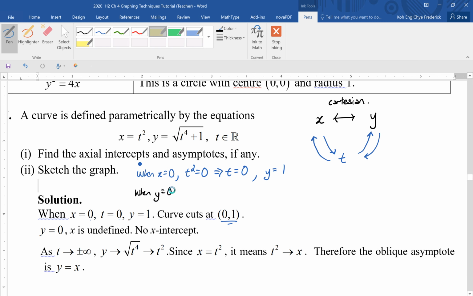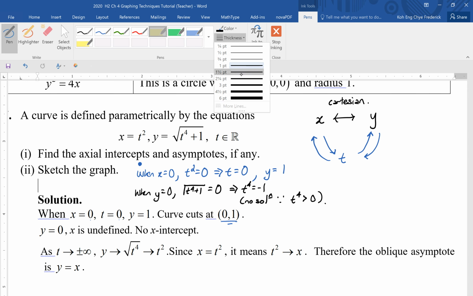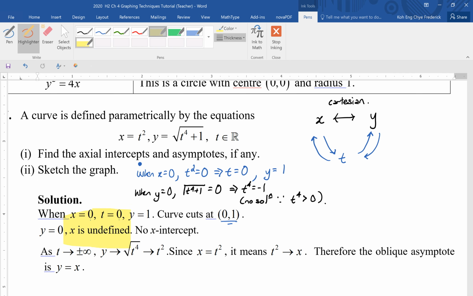Next, when y equals 0, you realize it's impossible to solve for t, because this would mean that t^4 is equal to -1, but there are no solutions since t to the power of 4 is always a positive number. So that is the reason why the solution says that x is undefined. So there are no x-intercepts.